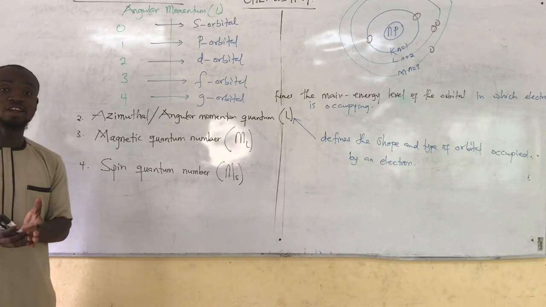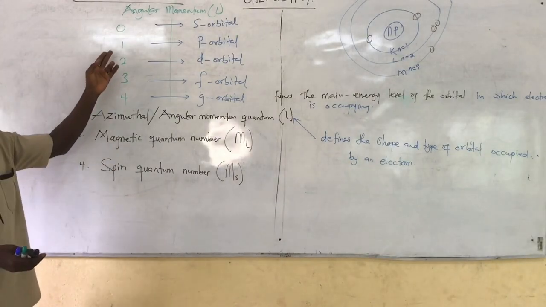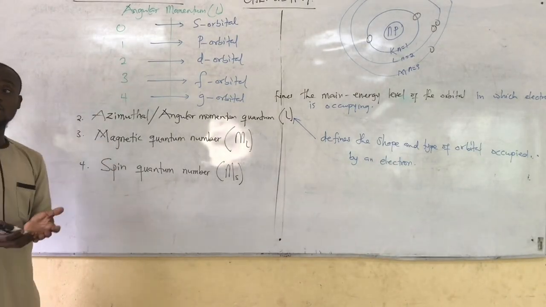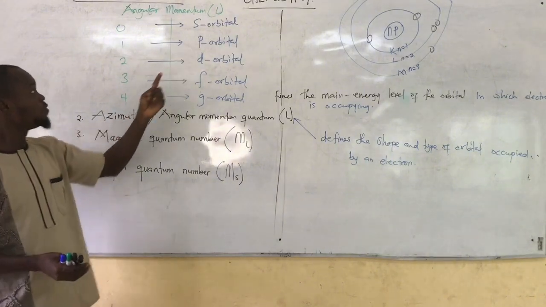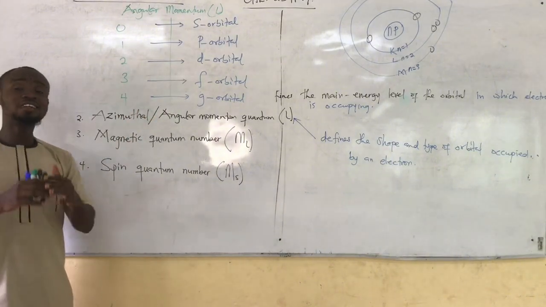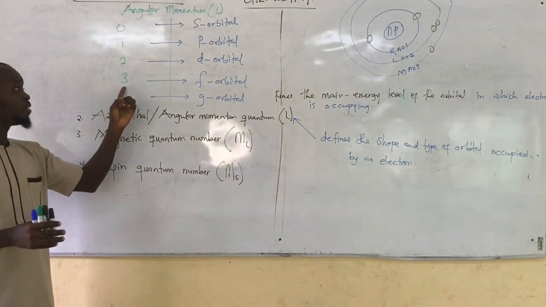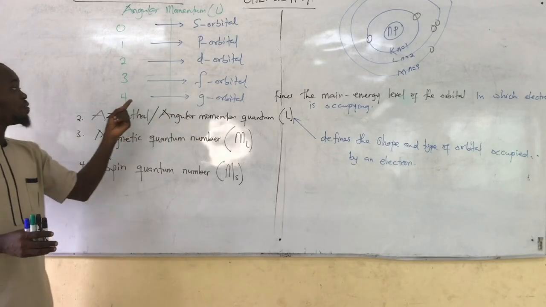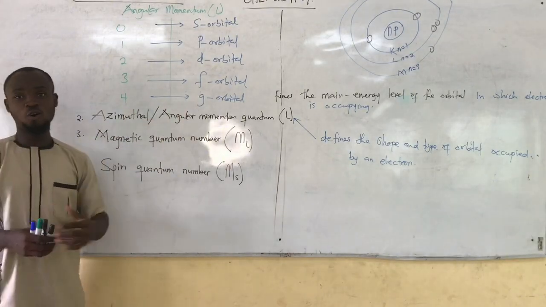Is that okay? So anytime you have an angular momentum value of 0, it simply means you're talking about an orbital that is known as the s orbital. If we have 1, you're talking about an orbital, and that orbital is the p orbital. If you're talking about 2, it is a d orbital. If it is 3, it is an f orbital. If it is 4, it is a g orbital.